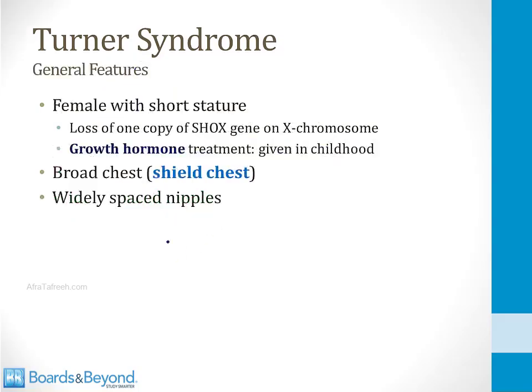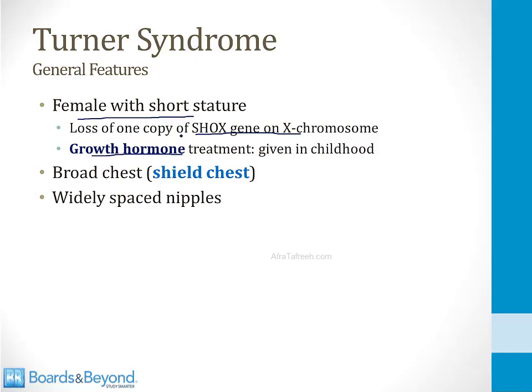We saw before that Klinefelter syndrome is a male who is very tall. In contrast, Turner syndrome will be a female who is very short, and this is because girls with Turner syndrome have lost one copy of that SHOX gene on the X chromosome we mentioned earlier. And because females with Turner syndrome are often short, they are often administered growth hormone in childhood to try to have them develop to a normal height.